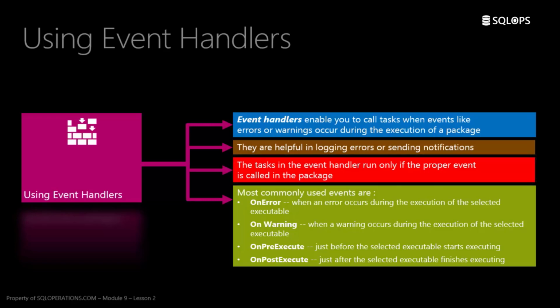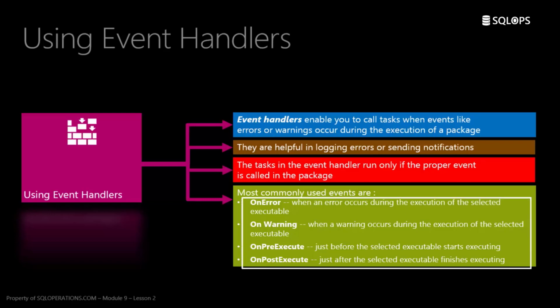Several events can occur in a package to cause an event to fire and call an event handler. Some of them are OnError, OnExecuteStatusChanged, OnInformation, OnPostExecute, OnPostValidate, OnPreExecute, OnPreValidate, OnProgress, OnQueryCancel, OnTaskFailed, OnVariableValueChanged, OnWarning, etc. The most commonly used events are OnError, OnWarning, OnPreExecute, and OnPostExecute.